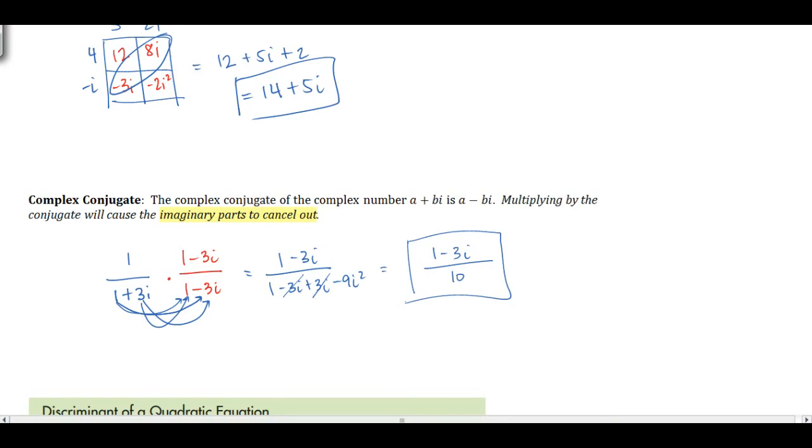You can also rationalize numerators. If somebody saw this problem and said, ooh, I don't want the i in the numerator, then I'd multiply by 1 plus 3i in top and bottom, and that would clean up the numerator so it didn't have any imaginary parts in it. So when you need to remove imaginary parts, you want to use complex conjugates.